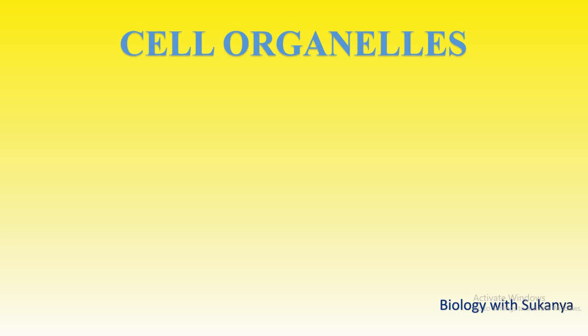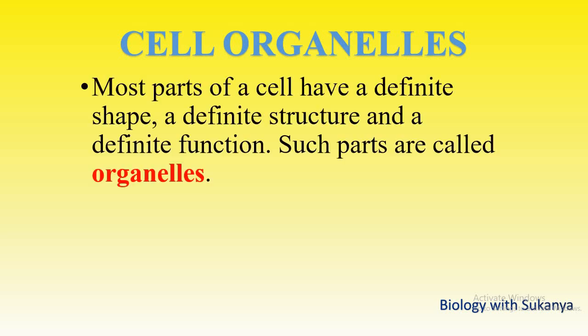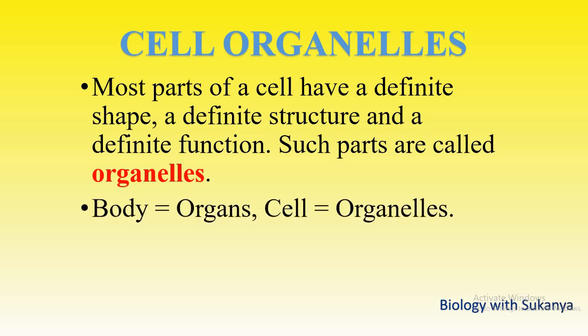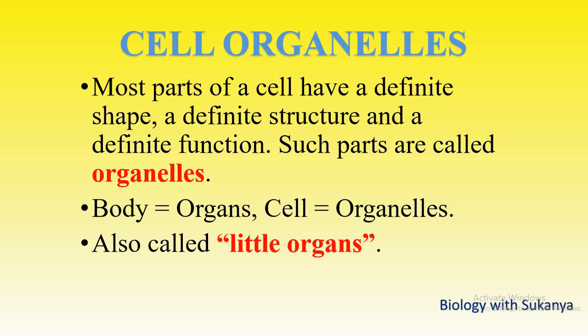Now let us come on to what are cell organelles. Most parts of a cell have a definite shape, a definite structure and a definite function. Such parts are known as organelles. Why are these called organelles? Just as our body is made up of organs, similarly the cell is made up of tiny organs which are known as organelles. Therefore, organelles are also known as little organs.